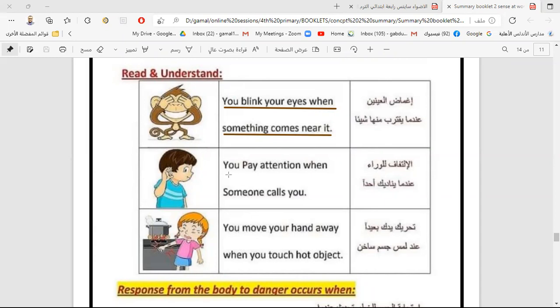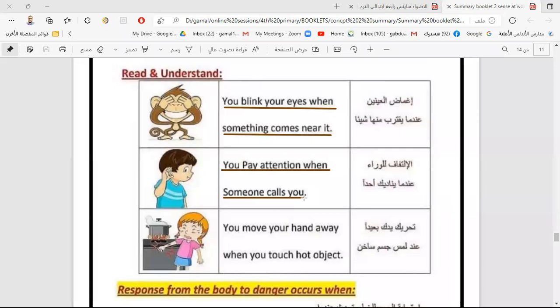Ahmed Atiyah, are you ready for the next example? Yeah. We pay attention when someone calls you. Why? Because the ears, yeah, very good, send a message to the brain by the spinal cord. The sensory receptors in the ear. It takes less than one second.